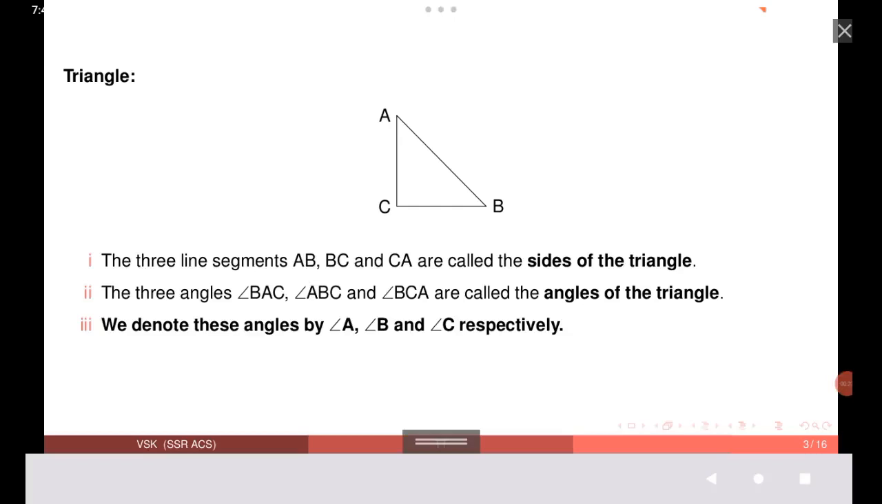So in a triangle, you can see this is ABC, a triangle. AB, BC and CA, these are called the sides of the triangle.